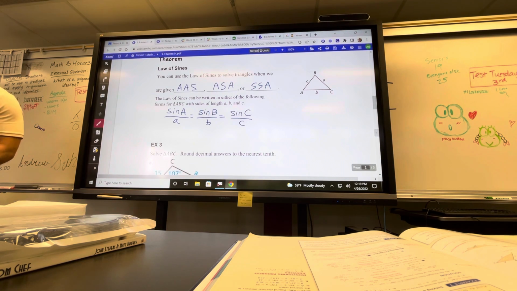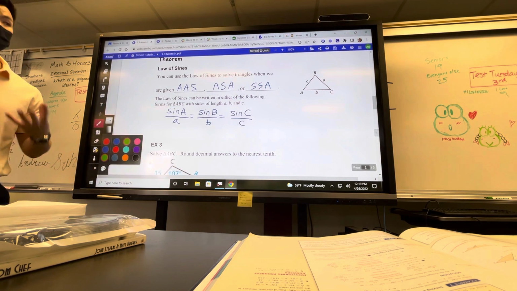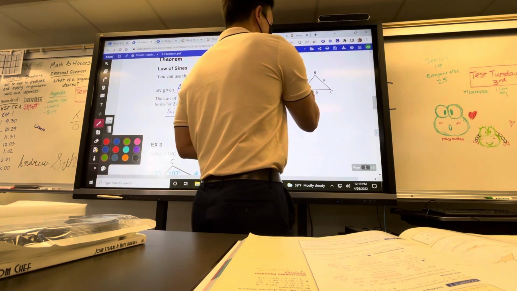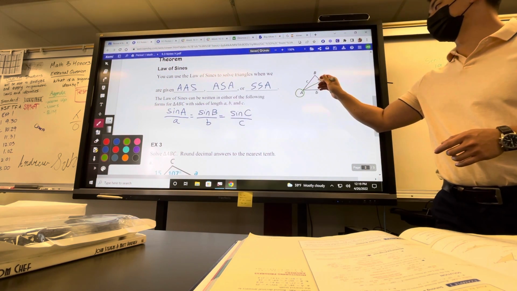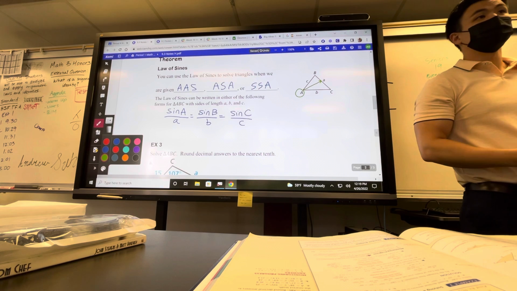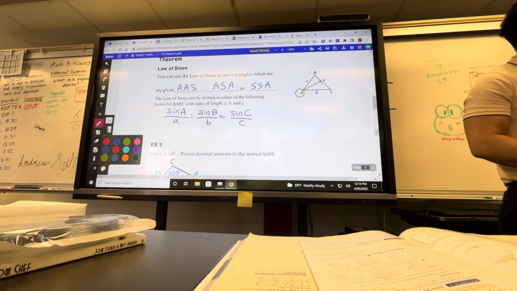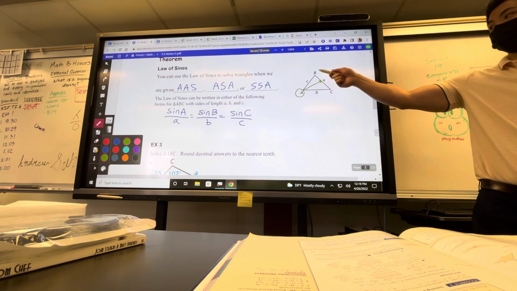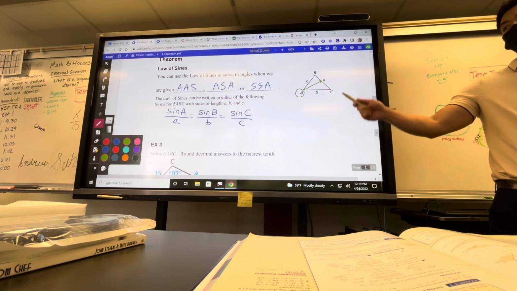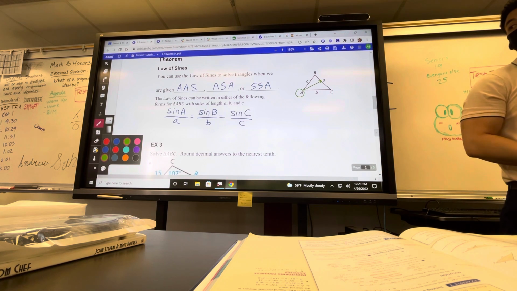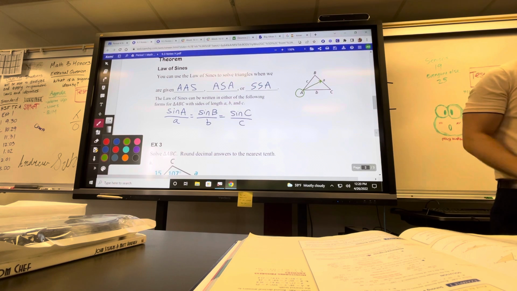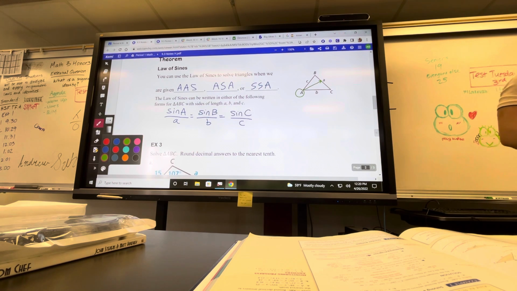Cool. And if you guys remember from yesterday, our angle measure lets us know where our side lengths are going to be. If my angle measure is A, the opposite side is going to be lowercase a. And if my angle measure is B, the opposite side will be lowercase b. If I have angle C, then the opposite side is lowercase c. So we can use this law of sines to figure out what missing pieces we have.